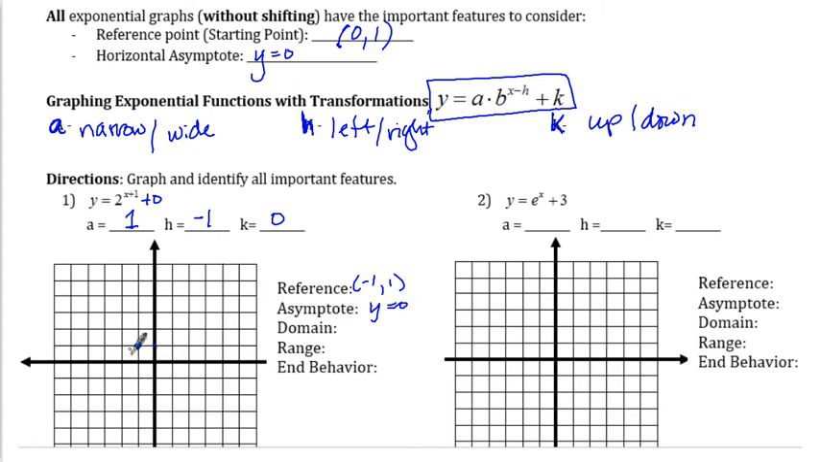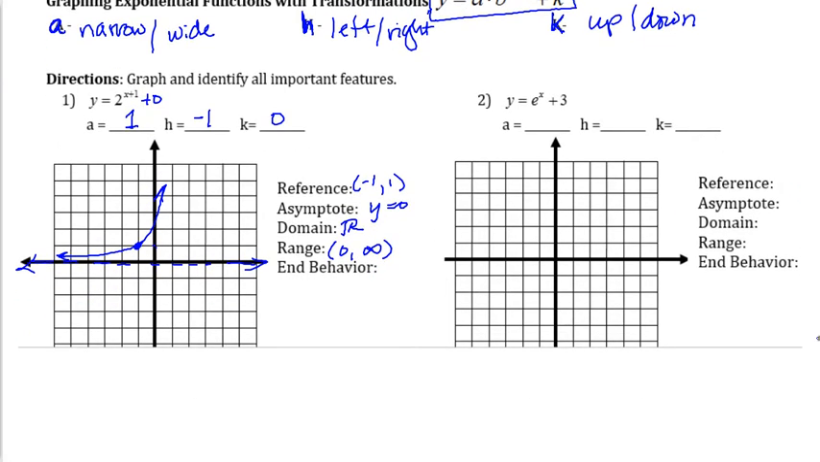Our domain, and let me draw that in. So here is our asymptote. And this exponential acts like this. Our domain is all real numbers, as is every exponential. And our range is 0 to infinity, not ever reaching that 0.